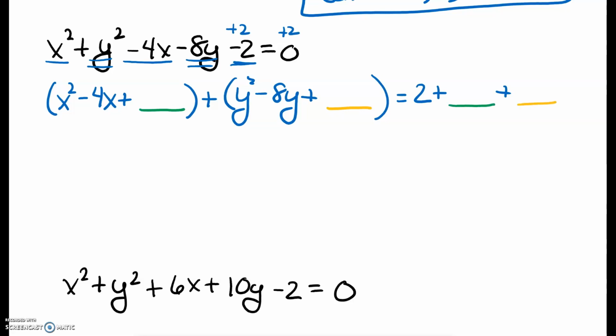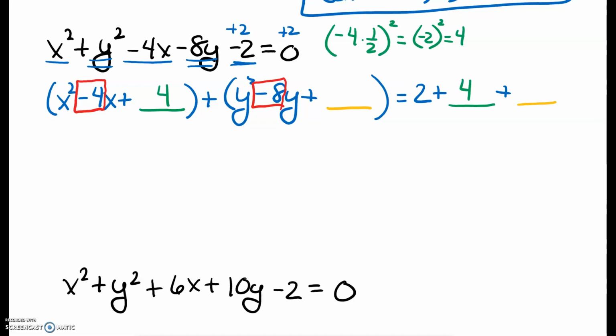So let's box in the numbers in front of our unsquared terms. So that's a negative 4 and this is a negative 8. So let's do our green calculation. We have negative 4 times a half, squared. What's half of negative 4? Negative 2 squared, and that's going to be 4. So on my green line, I'm adding 4. My yellow calculation is going to be negative 8 times a half, squared, equals negative 4 squared, equals 16. So I'm going to add 16 to both sides.